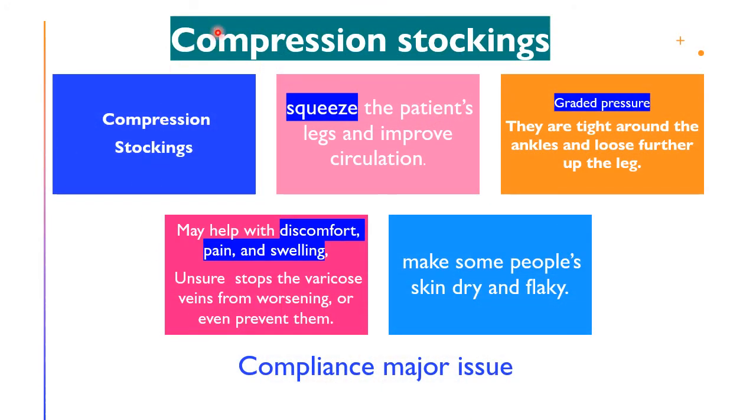Now we come to a bit more details of these compression stockings, which is a very commonly used method for treating varicose veins. These compression stockings are also known as graded pressure stockings. The pressure at the lower end of the stockings is much higher compared to the one at the thigh. The purpose or the mechanism is to squeeze the patient's legs and improve the circulation and venous return to the heart. As I said, they are graded. They are tight at around the ankles and looser further up along the leg and thigh.